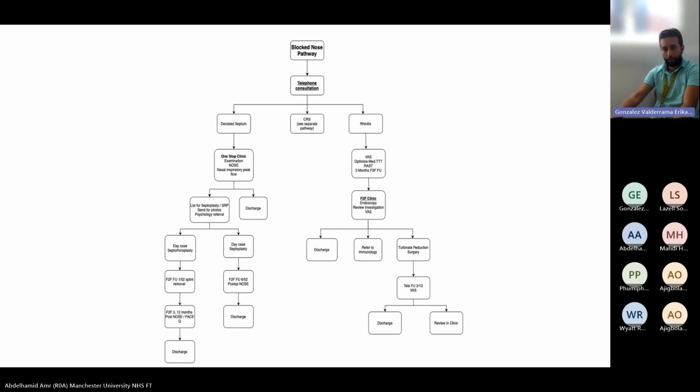Hopefully, once they're listed, so that's just a one-stop clinic. And then, if they're listed for surgery, they come for a day-case operation, and then they get their follow-up. And then, in their follow-up appointments, we do a post-op patient-reported outcome measure, which is the NOSE score, and then hopefully discharge.